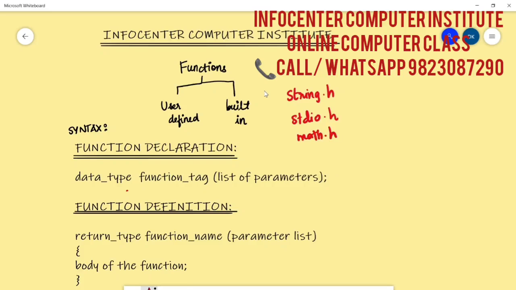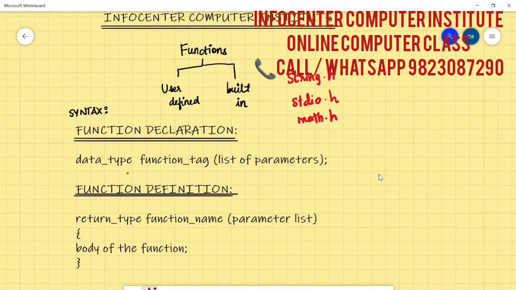But C also allows the user to create their own functions for their own use. Such functions are called user-defined functions. In short, they are just functions. These functions are the building blocks of the language. So now we have two types of functions. So now we are going to concentrate more on user-defined function.